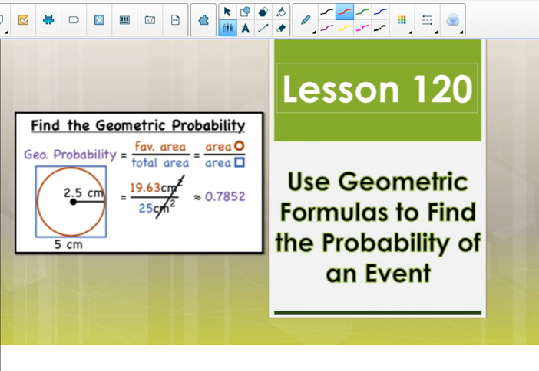So we've been working with different kinds of probability this year, theoretical and experimental. This one, geometric probability, is very similar to theoretical probability. And the main formula that you're going to be using is the area of the smaller shape divided by the area of the big shape. So we'll be dealing with rectangles and circles and a variation of two different geometric shapes.